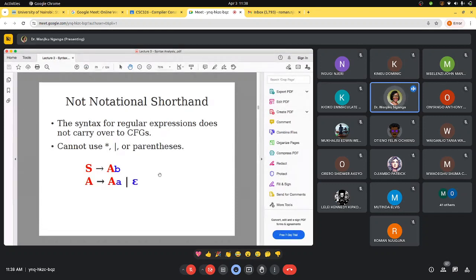So that's what we've said. We've introduced a new non-terminal A. Because here we're trying to show A star, which is multiple repetitions of A, we introduce the recursion this way. I hope you remember all this.